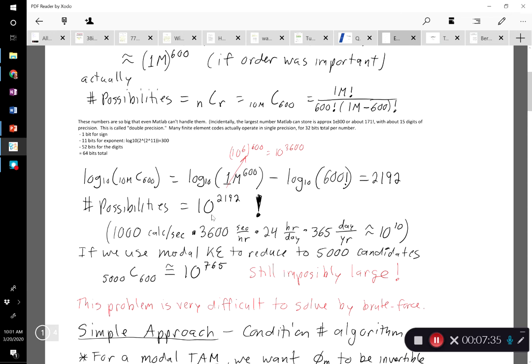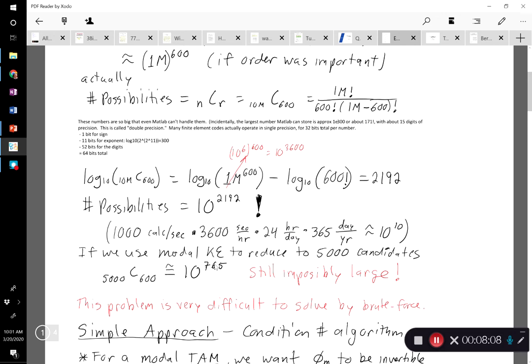2192 possibilities. Just to put that number into perspective, if we had an algorithm that took 1,000th of a second, so we could test 1,000 possibilities every second, in a year we could only test 10 to the 10th possibilities. So these numbers are just impossibly large. There's no way you can just brute force explore all the combinations, all the possibilities.